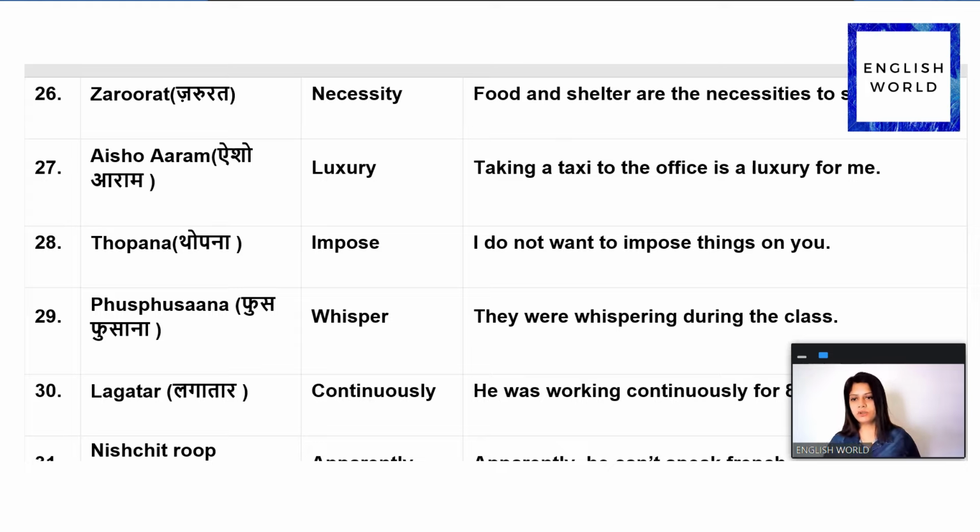The next word is thokna. It is known as impose in English. And we will say, I do not want to impose things on you. That means you do not want to force anything on somebody. So you will say impose. Next is fuspusana. Means to speak in a very soft voice. It is known as whisper in English. And we can use it in a sentence like they were whispering during the class. During the class, they were speaking very softly. So you will say they were whispering.